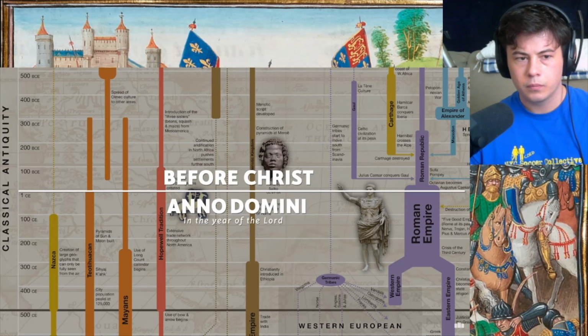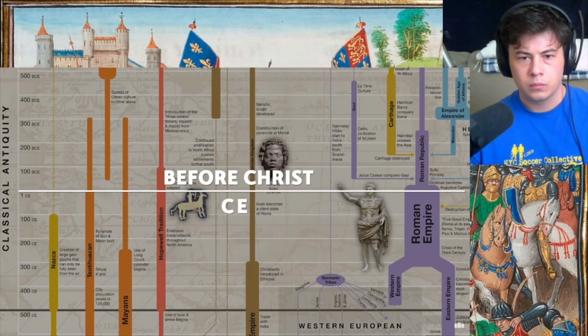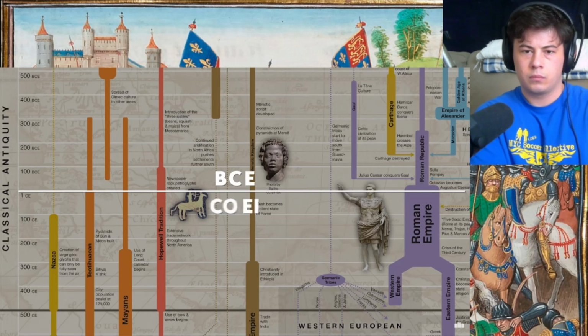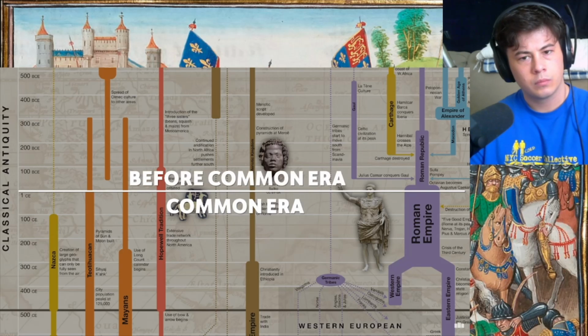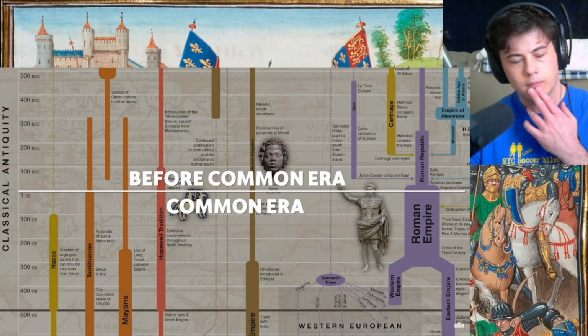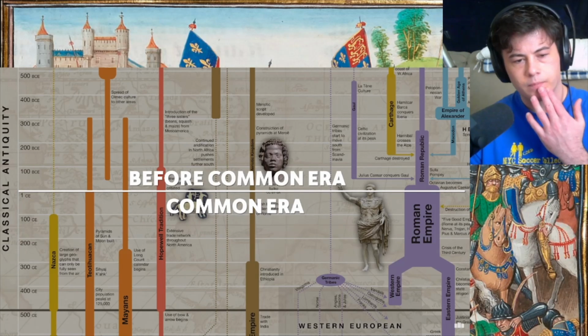Nowadays, it's becoming more and more standard for historians to use the terms CE and BCE instead. CE stands for Common Era, and BCE stands for Before the Common Era. The reason for the change is simply an attempt to use a more neutral term, which makes sense considering that 75% of the world is not Christian.